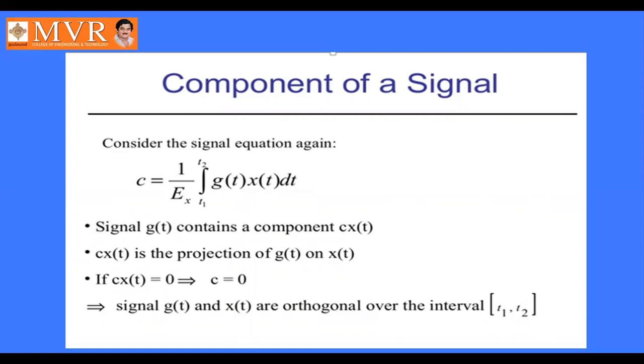So c equal to 1 by Ex into the integral t1 to t2 g(t) x(t) dt. So g(t) contains a component c x(t). c x(t) is the projection of g(t) on x(t). If c x(t) is 0, then c equal to 0. So if these two are orthogonal to each other, then the integral t1 to t2 g(t) x(t) dt will become 0.